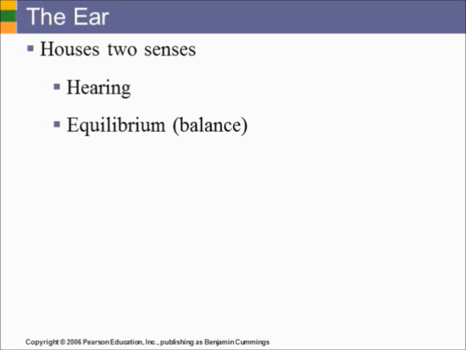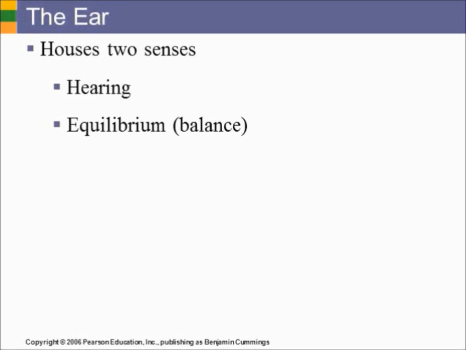Now, receptors are classified different ways. For example, the rods and cones in your eye, we classify those as photoreceptors because they respond to light. In other words, when light strikes the photoreceptors, they will generate an action potential which carries the nerve impulse to the optic region of the brain.